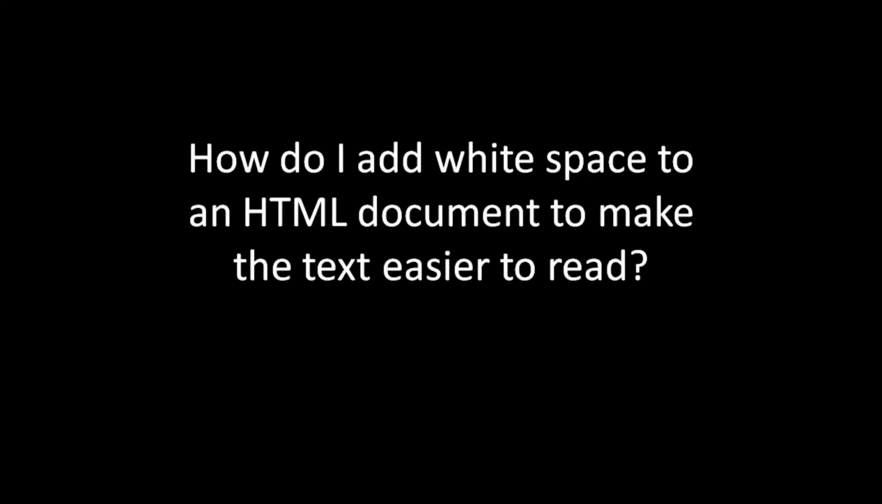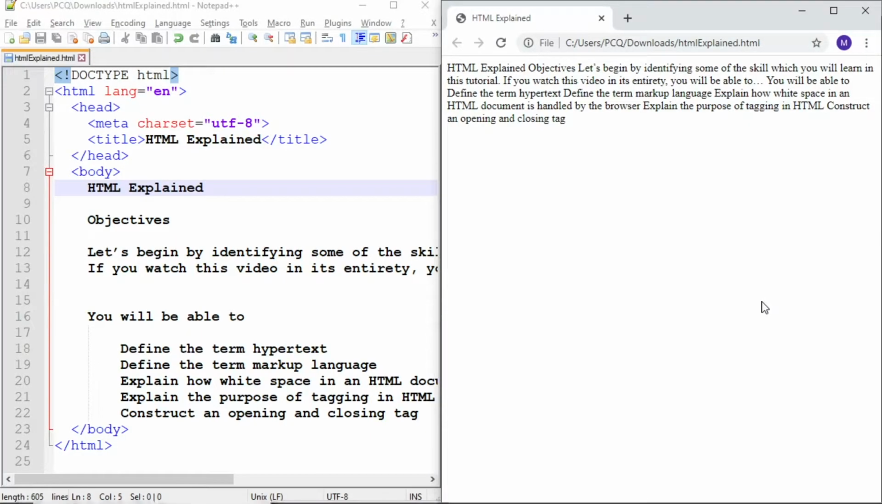At this point, you might be asking yourself, how do I add white space to an HTML document to make the text easier to read? And the answer is through the use of annotation. Let's start annotating our document by adding a Heading 1 tag to the text HTML explained.